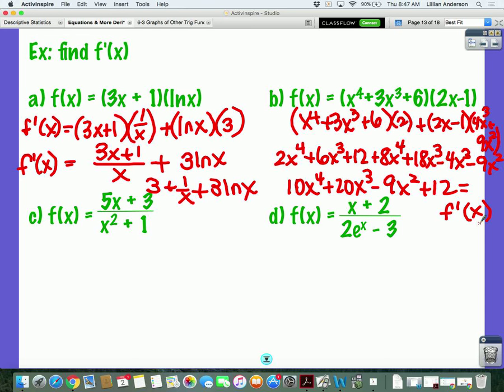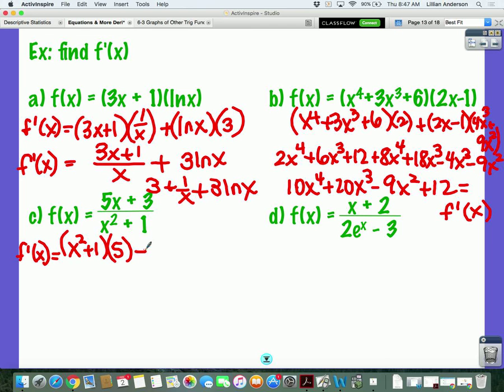All right, here we go. Quotient rule time. The derivative: low, D high. Derivative of the top. What's the derivative of the top? 5.